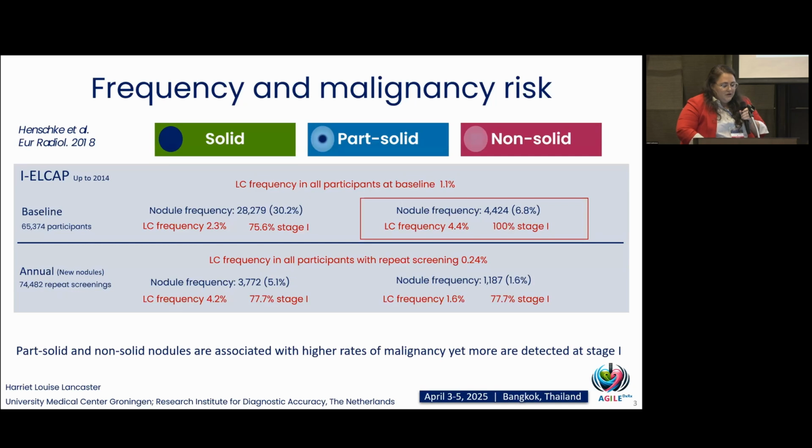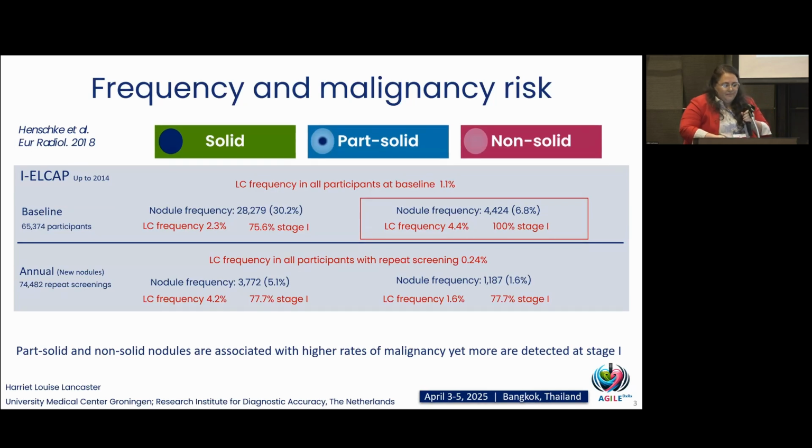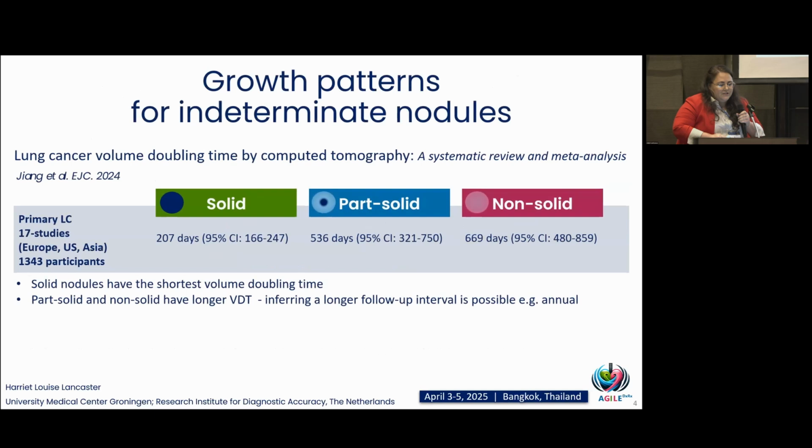So the part solid and the non-solid are associated with higher rates of malignancy, but then they're detected at stage 1. And as Professor I-ELCAP mentioned yesterday, with the baseline CT you start filtering out the stage 1s if you're lucky to catch them at baseline, or sometimes you have the stage 4s and everything in between. So actually the real art of screening, if we can get the participants to come back, is the follow-up of the nodules. So either a short-term follow-up or an annual screen or a biannual screen.